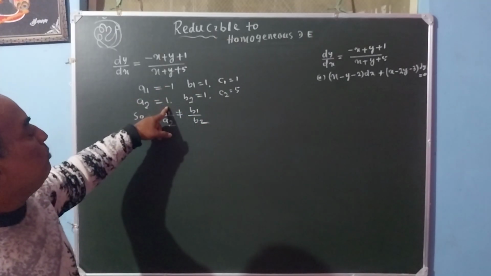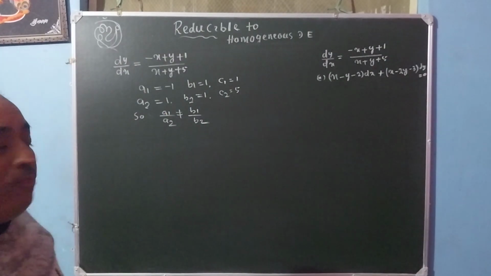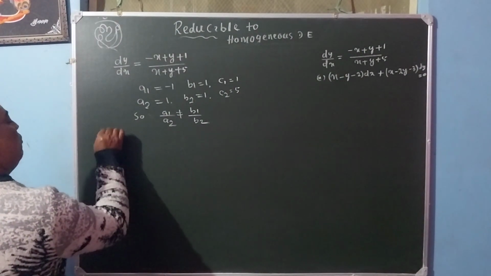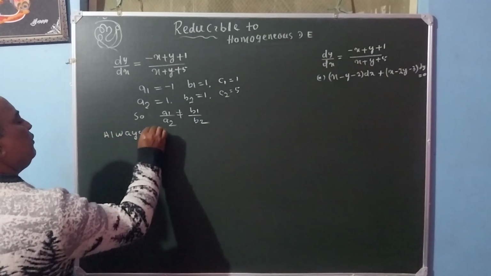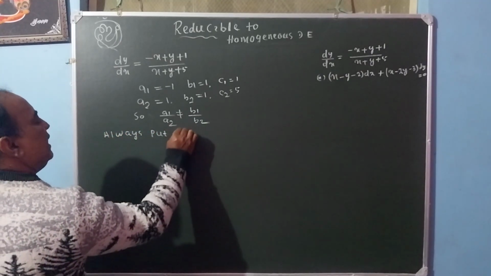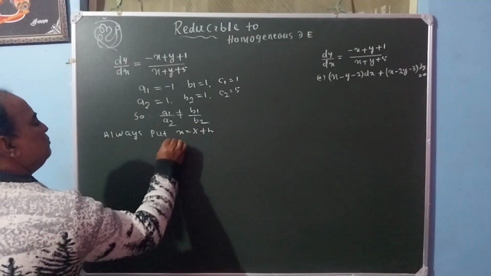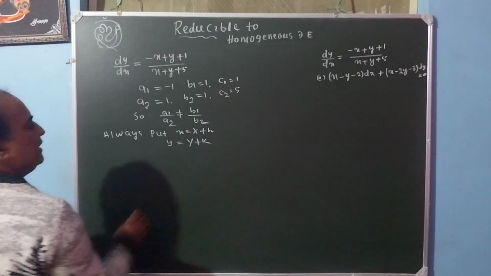a1 by a2 is equal to minus 1, b1 by b2 is equal to 1. So 1 is not equal to minus 1. Hence, we always put small x is equal to capital X plus h, small y is equal to capital Y plus k.